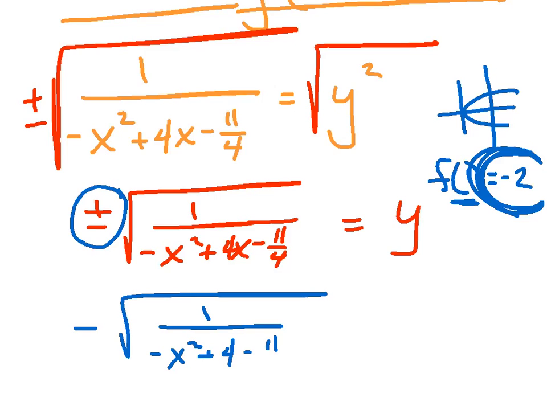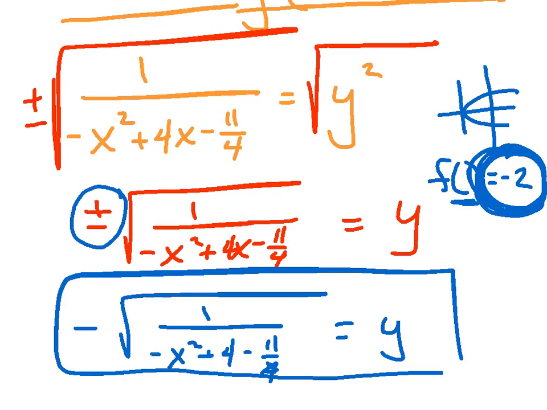Okay, so you don't ever have to guess. Oops, that should be over 4. This initial condition will tell you whether you want the positive or the negative. So my final answer, here it is. And we've solved our first differential equation.